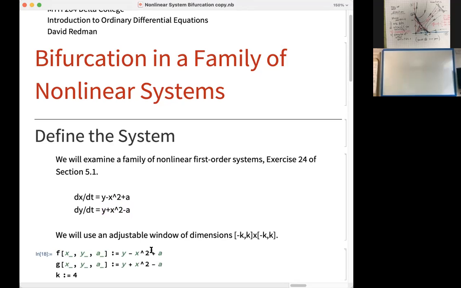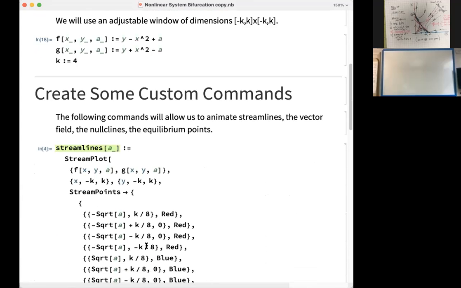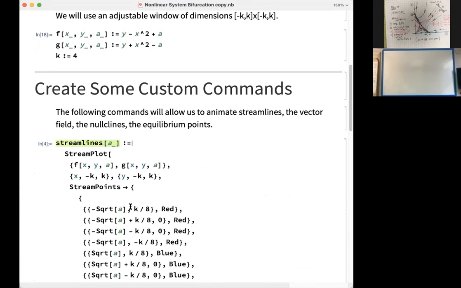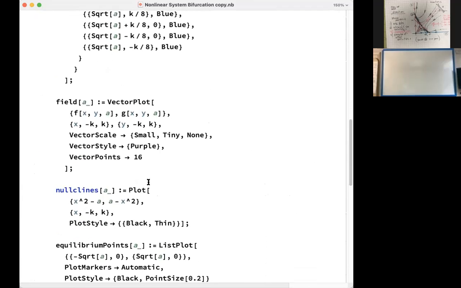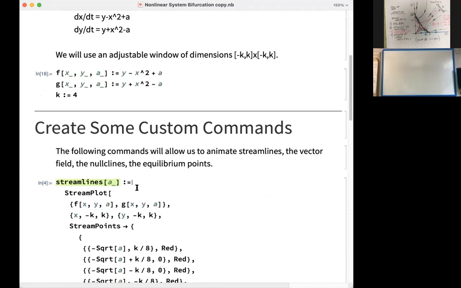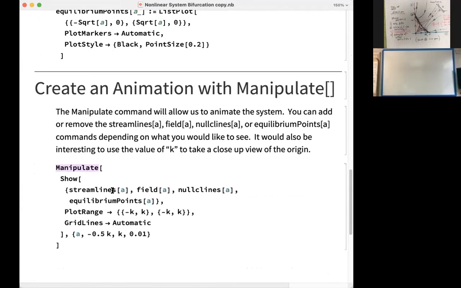So let's execute this. I'm just interested in the visual. I'm not interested in the commands right now, but I showed you that I created a function to give me streamlines for every different value of A. I've got some special points marked here. Field, nullclines, stuff. Now, I'm worried about variable name collisions here, but we're going to have to wait and see what happens. Here comes the Manipulate command, showing streamlines as they vary with A, field as it varies with A, nullclines as it varies with A, and equilibrium points as they vary with A. Let's see what happens.